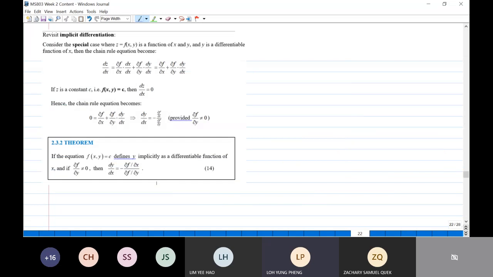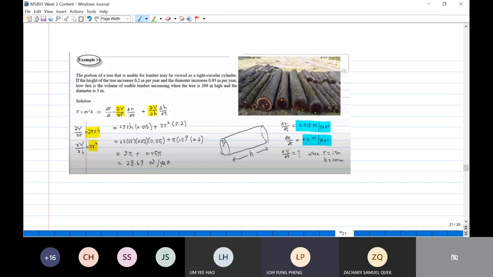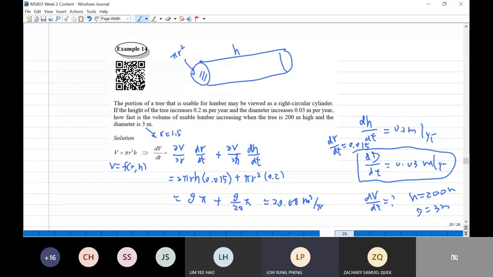Mr. Quack, in chapter 2, is it all about chain rule, product rule, partial differentiation? Is it all about product rule, chain rule, then quotient rule? Not really. This is just the beginning only, right? The beginning. You look behind, there are a lot of other stuff.